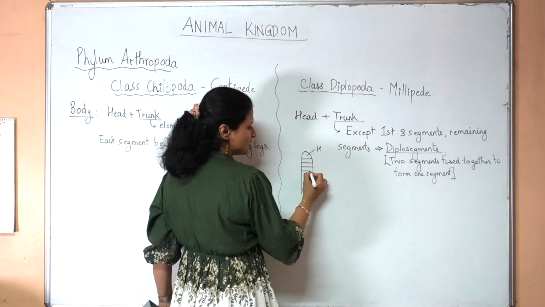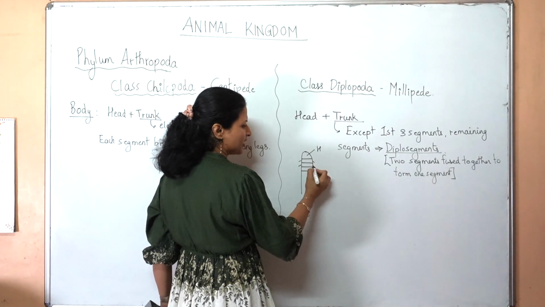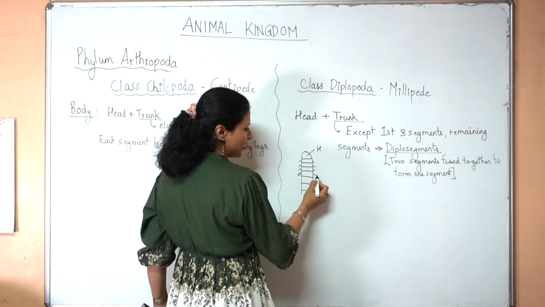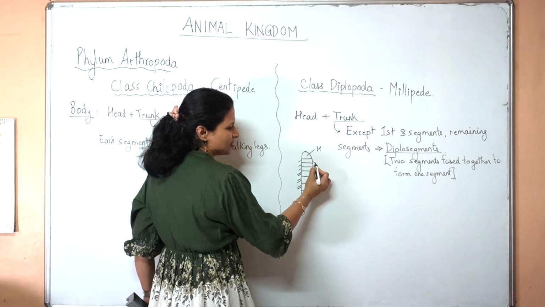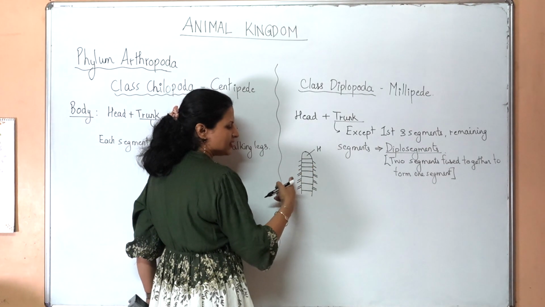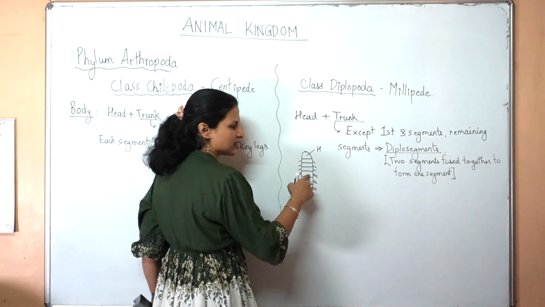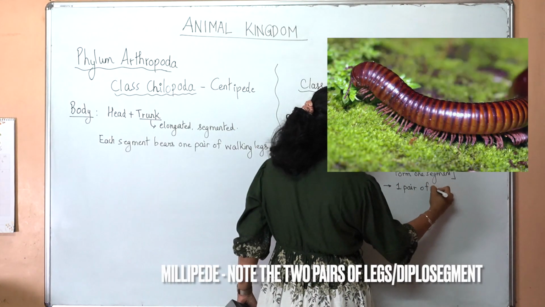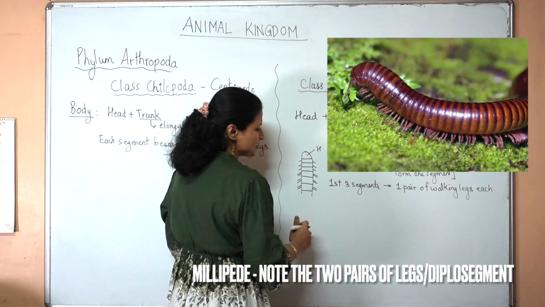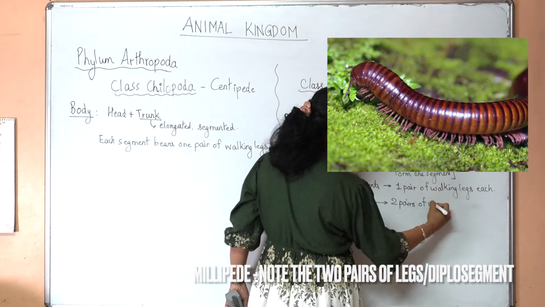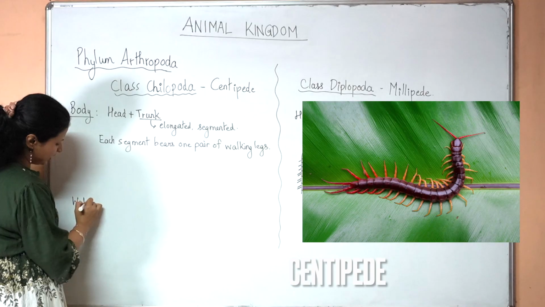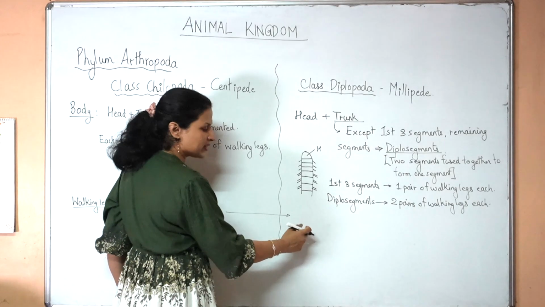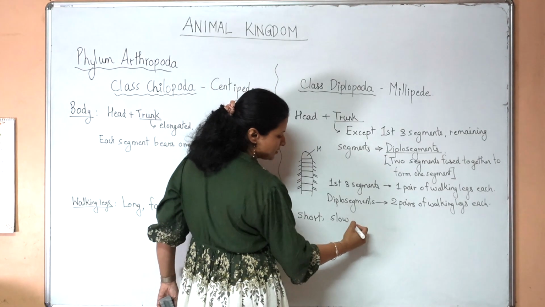This will be the head. The first three segments will have one pair of walking legs, but the remaining segments of its body will have two pairs of walking legs. So first three segments have one pair of walking legs each, and the diplosegments are known to have two pairs of walking legs. In centipedes, the walking legs are pretty long and they enable fast movement. For millipedes, the walking legs are short and that makes their movement slow.